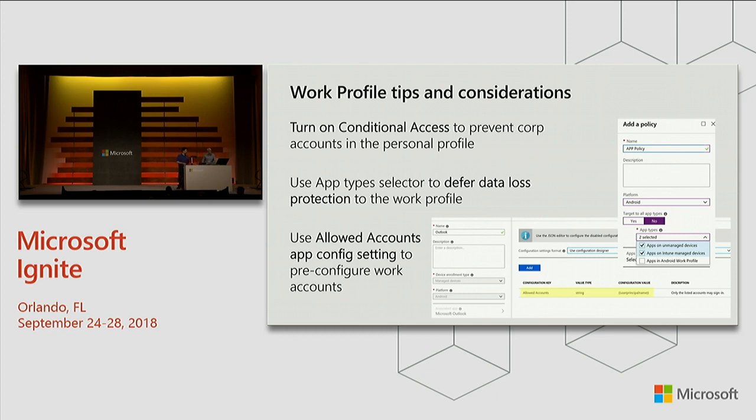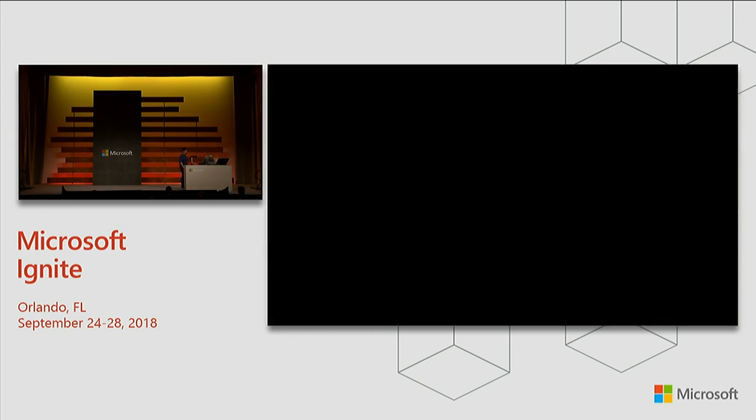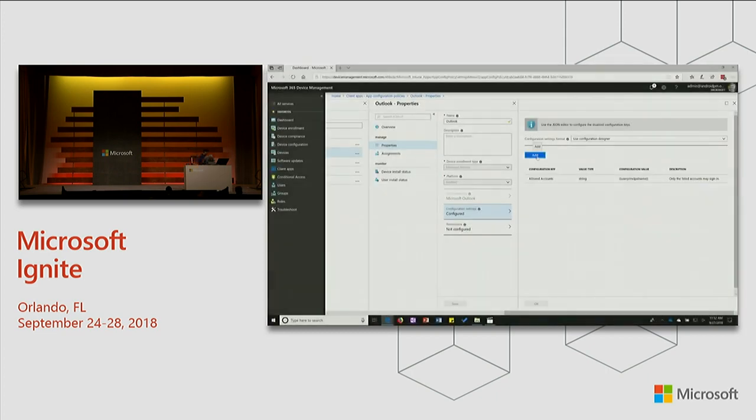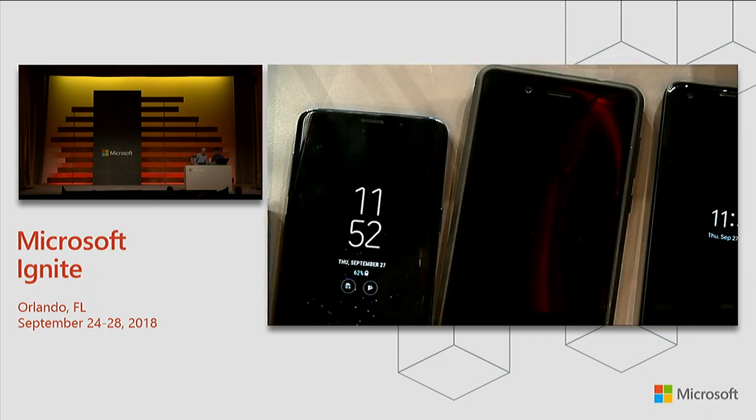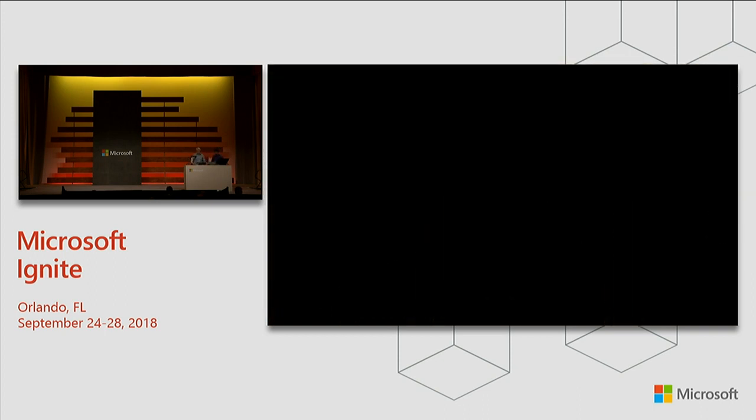Thank you. I'm going to show you guys what that looks like. So that's all that stuff Saad was just talking about. I'll show you how to do that. So let's go to here. Saad talked about the allowed accounts app config setting. Actually, this guy. And so I'll show you what that looks like for Outlook.